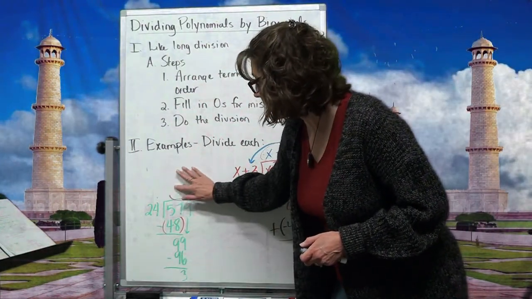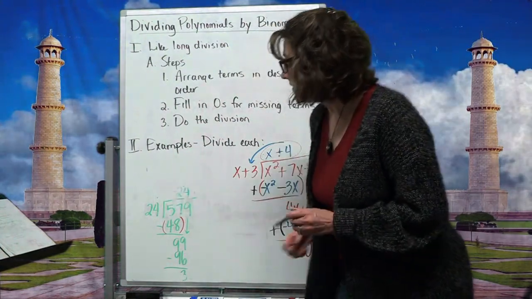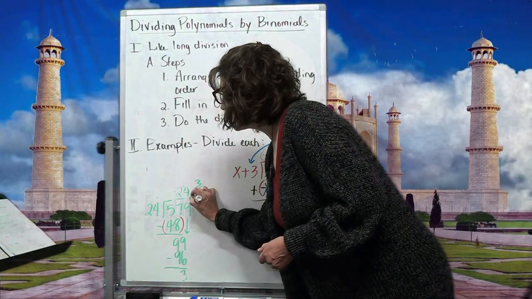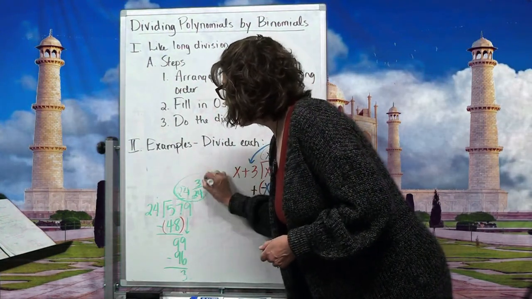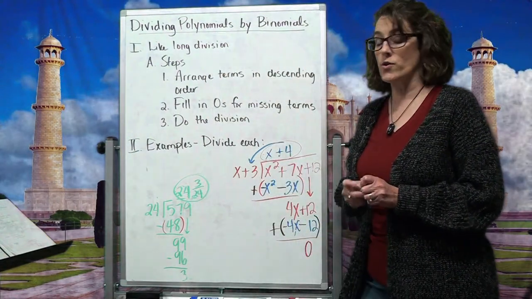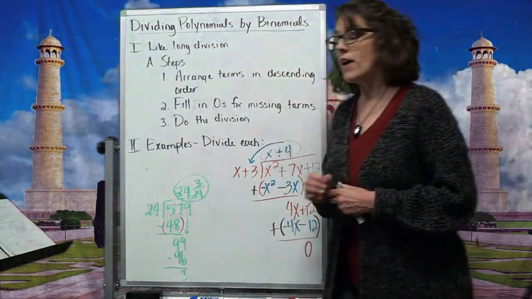So in this case, our answer really isn't 24. In this case, our answer is going to be 24 and 3 24ths. That's actually what our answer is, 24 and 3 24ths. Put your remainder over your divisor.